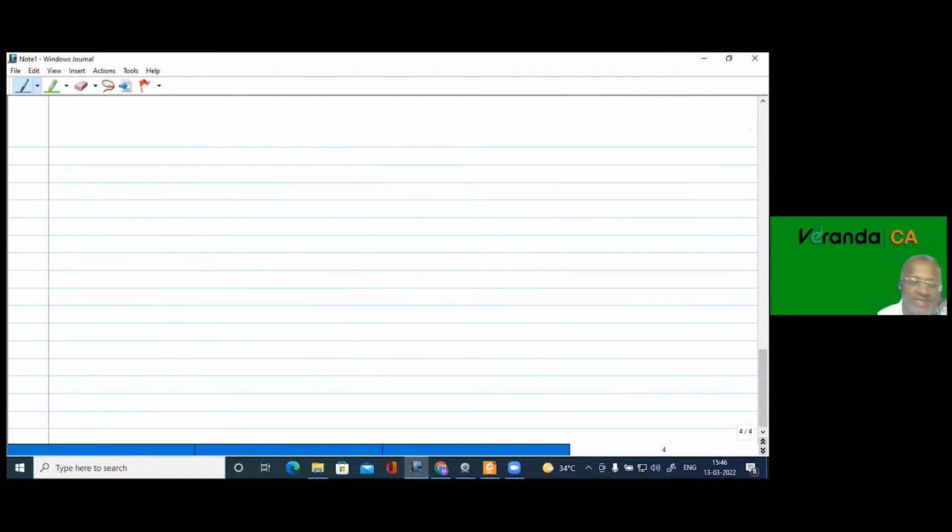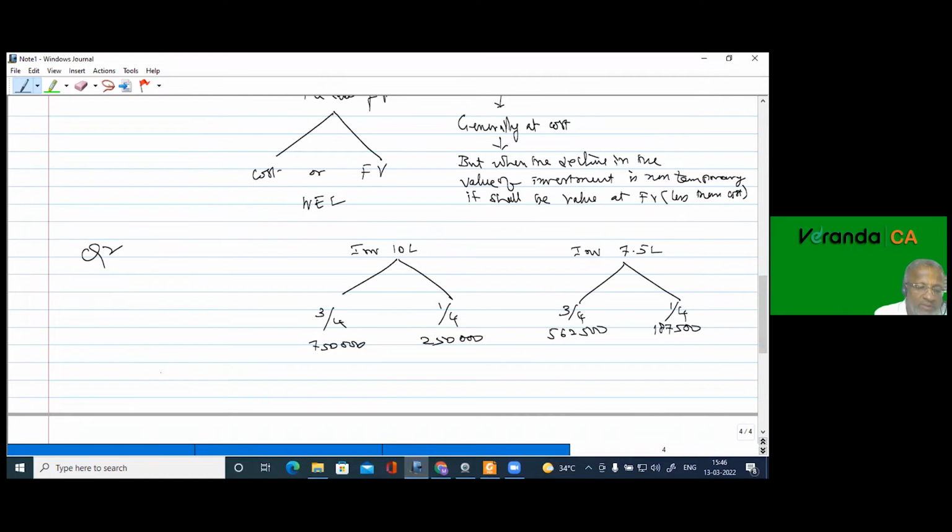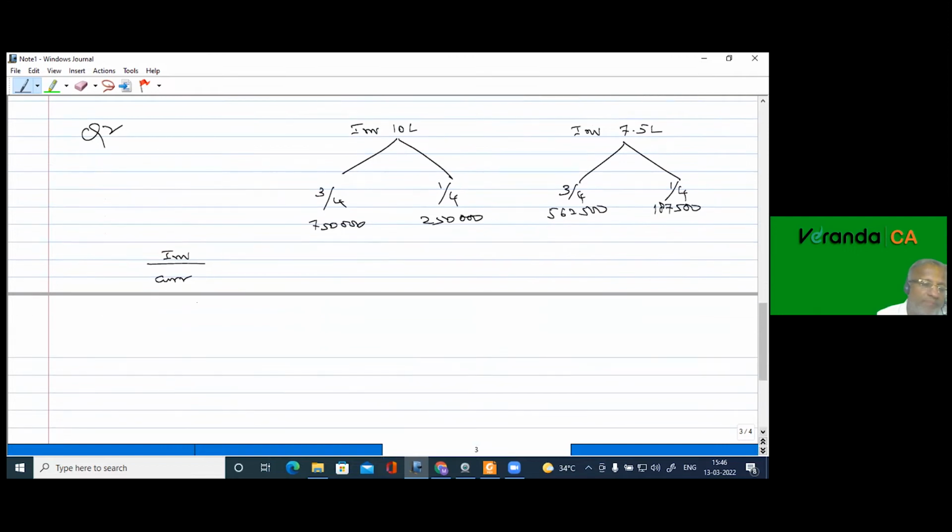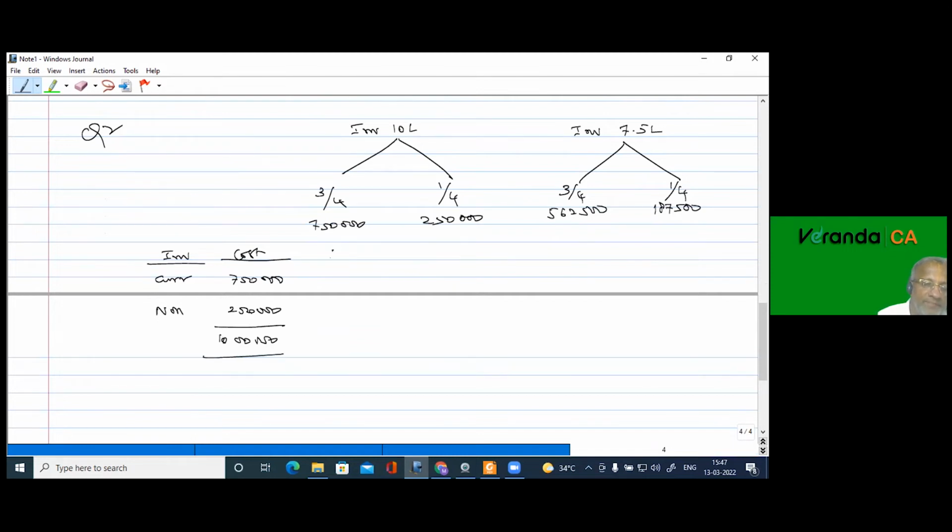In this, you can say that investments are of 2 types: current investments and non-current investments. At cost, 7,50,000 and 2,50,000. Total is 10 lakhs. Their fair value being 562,500 and 187,500. Total is 7,50,000. How to deal with the above scenario?